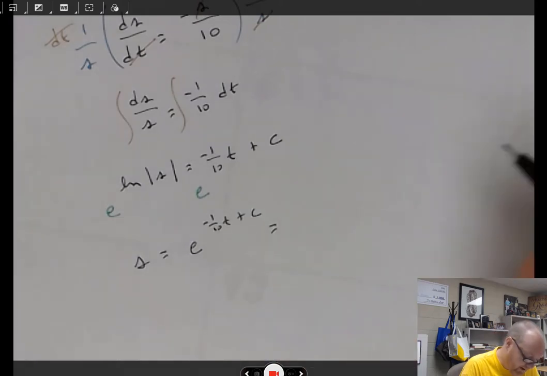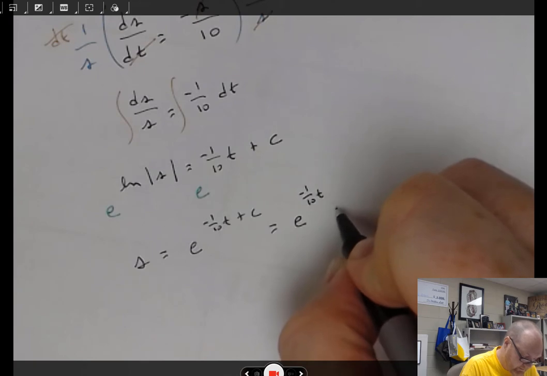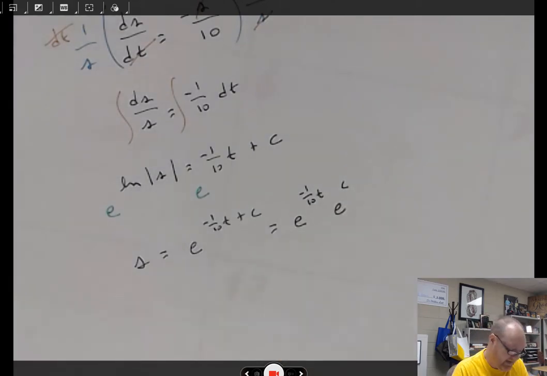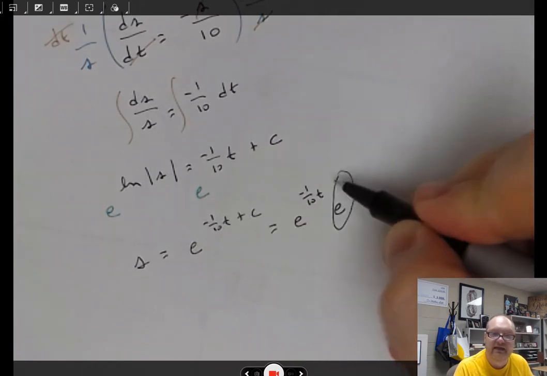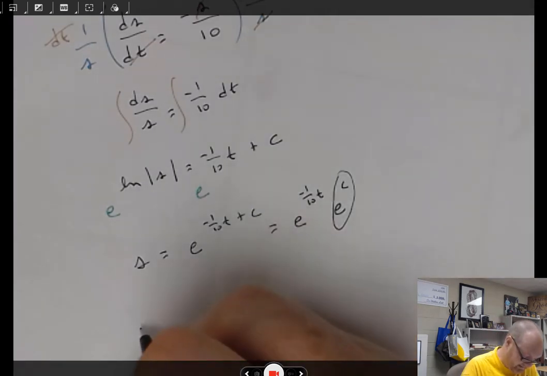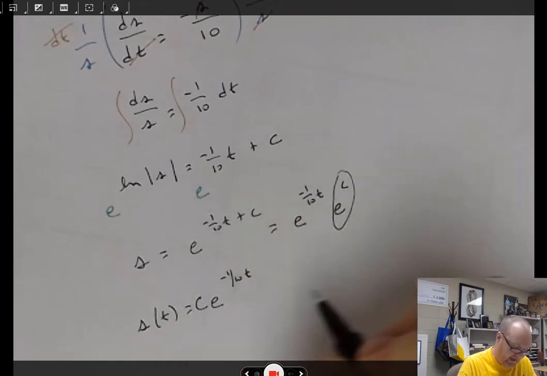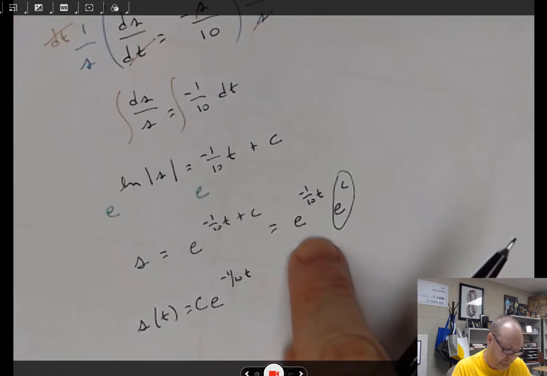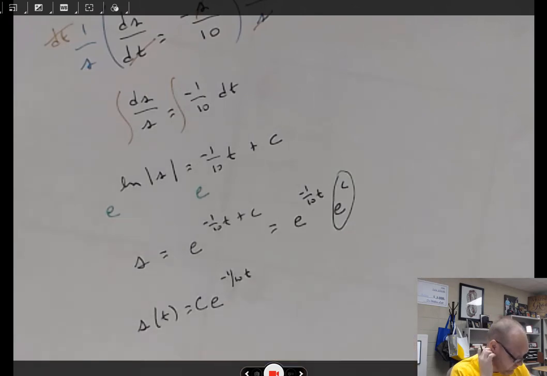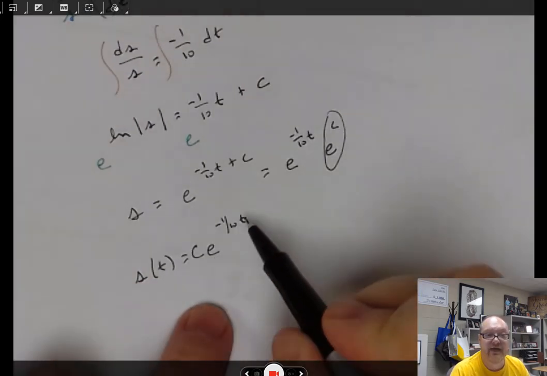And if I make use of my properties of exponents, that's the same thing as e to the negative 1/10 t times e to the c. And e to the c is simply a constant. So that constant I've just put here in front, and then e to that power. So that's the equation that I actually want to work with. So this says the salt at any time t is equal to some constant times e to that power.